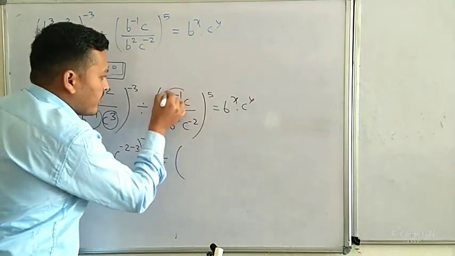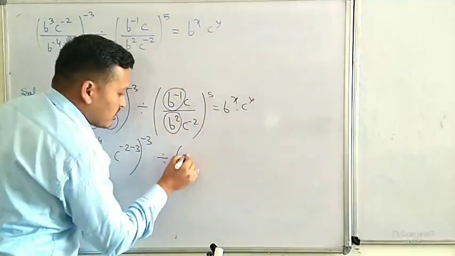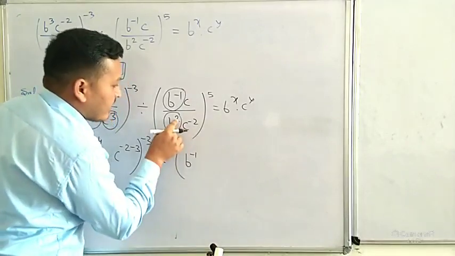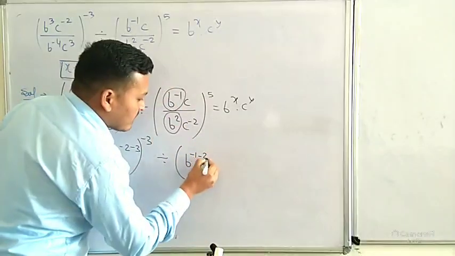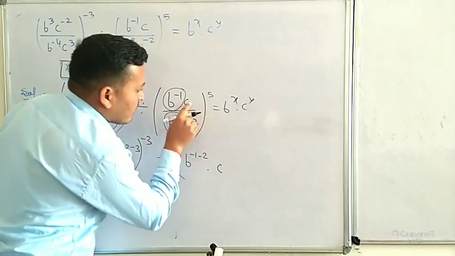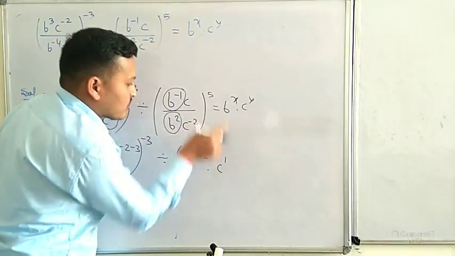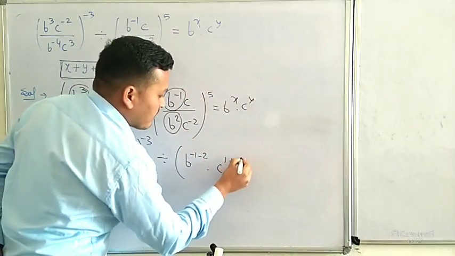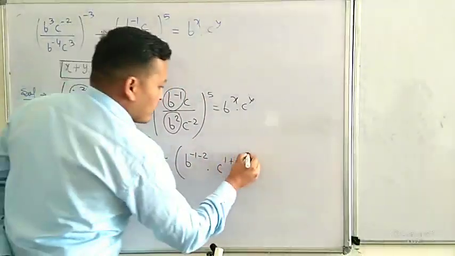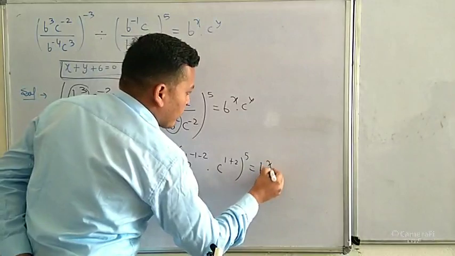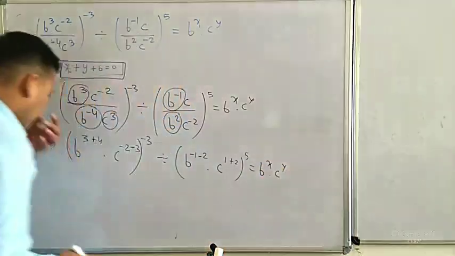similarly we can do here b to the power minus 1 and b square, this one we can write minus 1, take the b square in the numerator, so minus 2, into c to the power it is 1 and take this c to the power minus 2 in the numerator, so then it is plus, okay, and whole to the power 5 is equal to b to the power x into c to the power y.